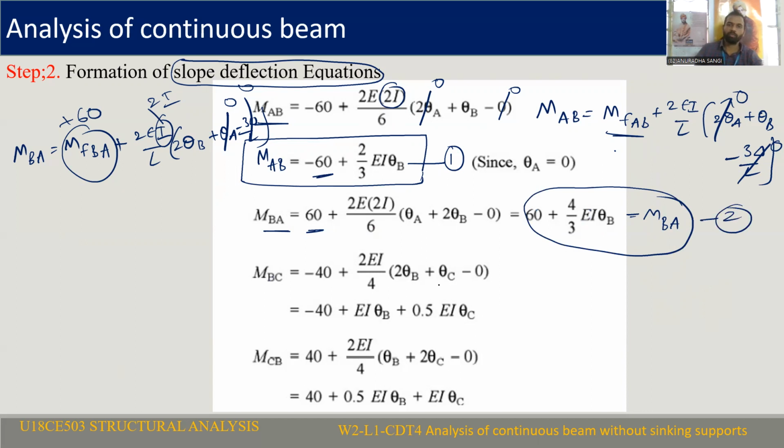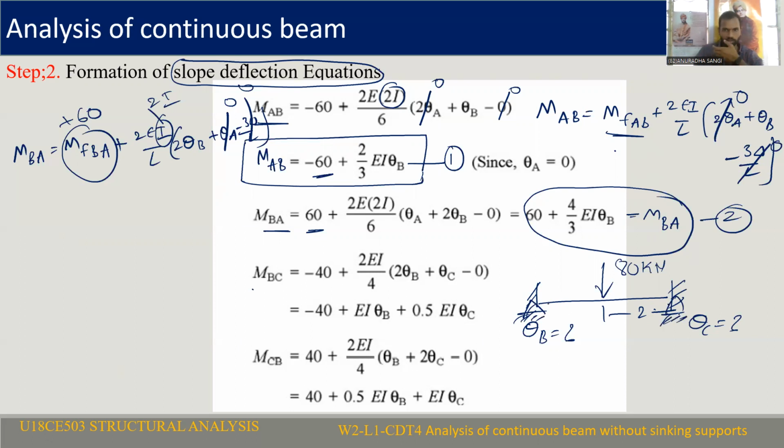Similarly, you write for span 2, that is MBC. In the second span, an 80 kilonewton load is acting at a distance of 2 meters. For this, theta B is unknown and theta C is also unknown, since in the given problem this is a roller and that is also a roller. So MBC is equal to MFBC plus 2EI by L into (2 theta B plus theta C minus 3 delta by L), with delta value 0. Substitute it, and you are going to get equation number 3 for MBC.